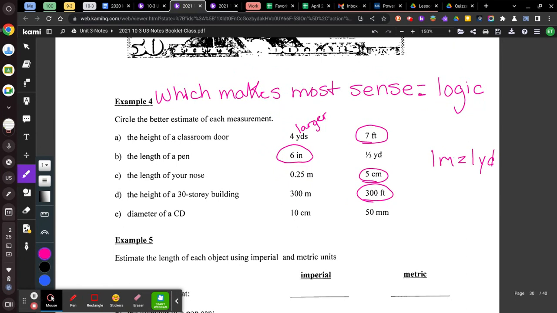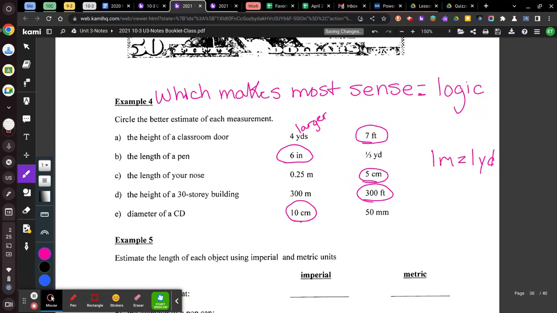All right, diameter of a CD. So that means taking something round and going all the way across. Well, a CD is about like this. How would I measure all the way across that? Which one makes more sense? Centimeters or the tiniest millimeters? Which one makes more sense? It's centimeters. How come?